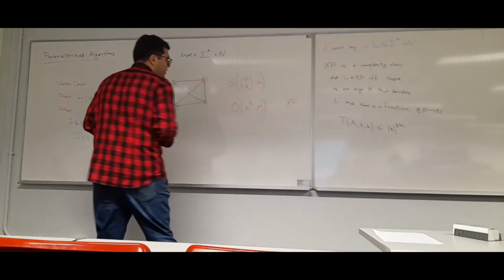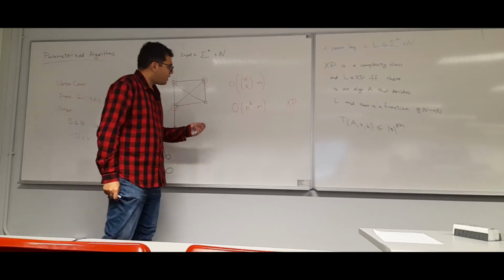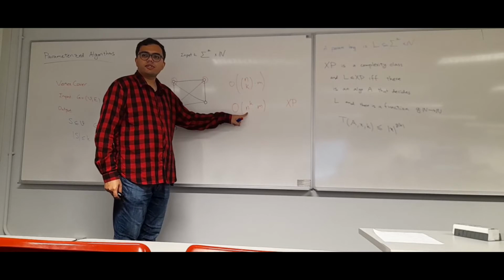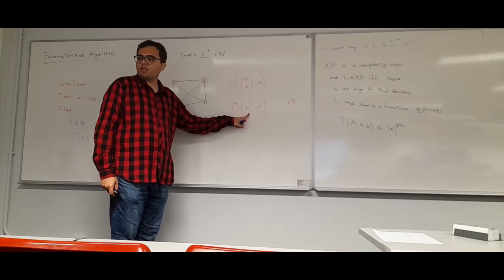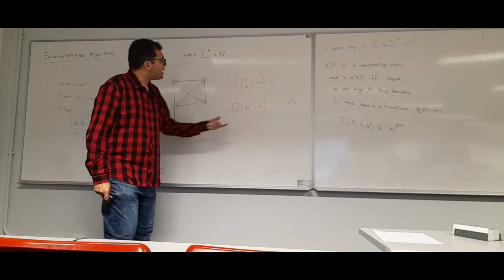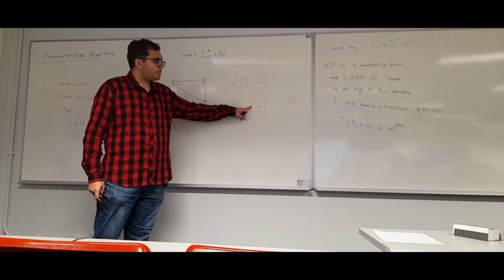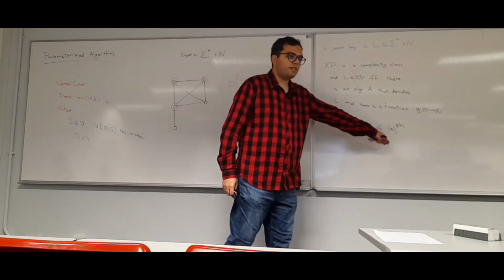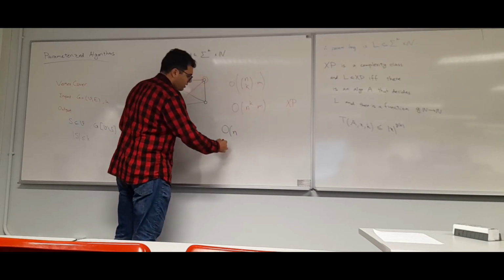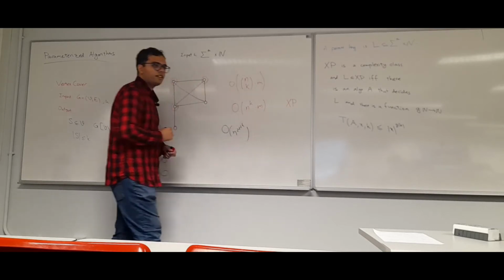So all I'm saying here is that a language is in XP if you can find an algorithm whose runtime looks like this. So it's polynomial in the length of your input, but the degree of the polynomial can depend on your parameter. Now, in this case, the degree of the polynomial was just my parameter itself, but it can be any function of my parameter. So if I have an algorithm whose runtime is, for example, O(n) to the power of 2K, this is also XP.